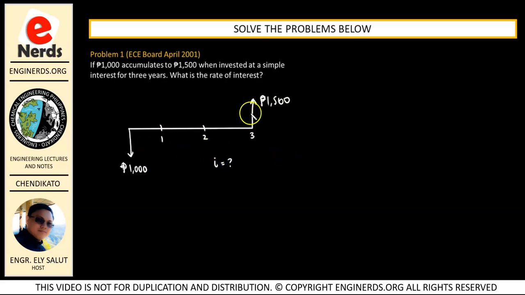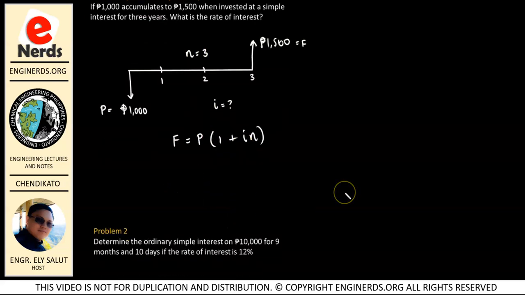So, ano yung formula natin? Alam na natin yung future amount. Okay? So, this is our F. And we have our initial amount, which is our principal. Okay? So, we now need to get the value of I. So, ano yung formula natin for future amount? So, F is equal to P times 1 plus IN. Diba? So, alam na natin yung F, P, and N. Okay? So, our N is equal to 3. So, therefore, sa-substitute lang natin yung mga values natin, makukuha na natin yung I. Okay, so our F is 1,500.